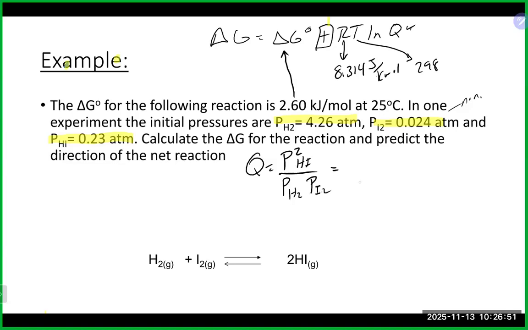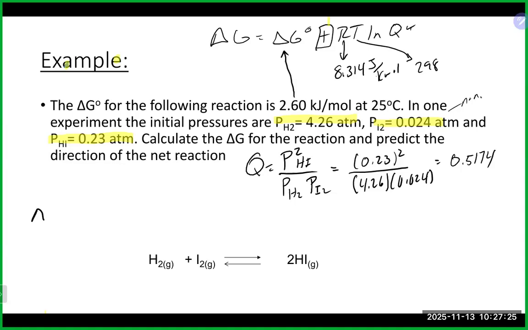So put in our numbers here, we got 0.23 squared divided by 4.26 and 0.024. That gives us a Q value of 0.5174. Now I think we got everything that we need, so we can put it in.